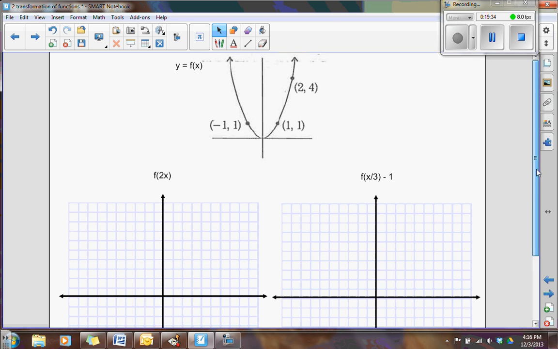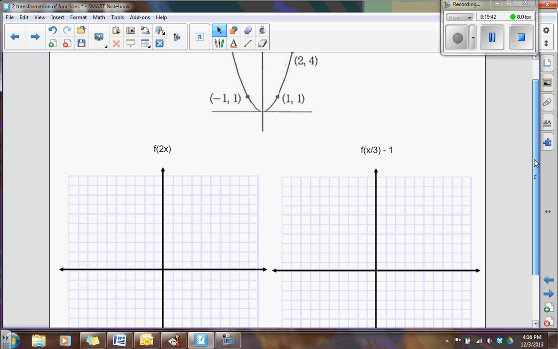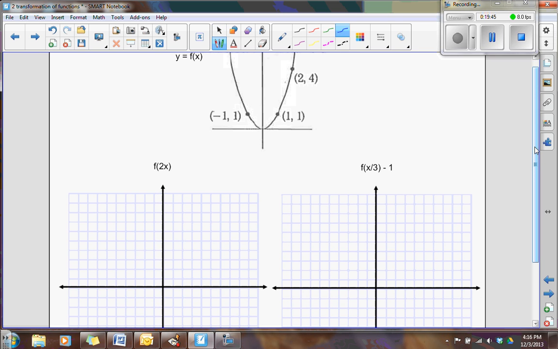Okay, so we've got our original function. It happens to be a parabola. We're going to look at f of 2x. So remember the mapping. (x, y) is going to go to (x over whatever our q is. In this case, q happens to be 2. So (x over 2, y). So every y value is going to stay exactly the same. It's the x's that are going to be divided by 2. So we're going to do that to each one of these x's. We're going to divide -1 by 2, 1 by 2, and 2 by 2, and we're going to map these new points.